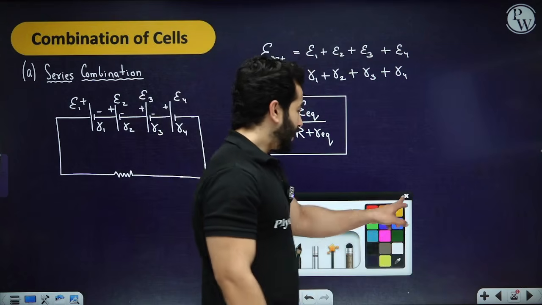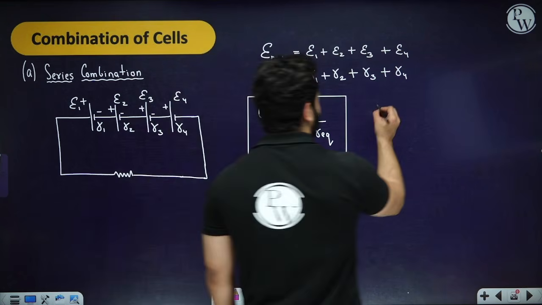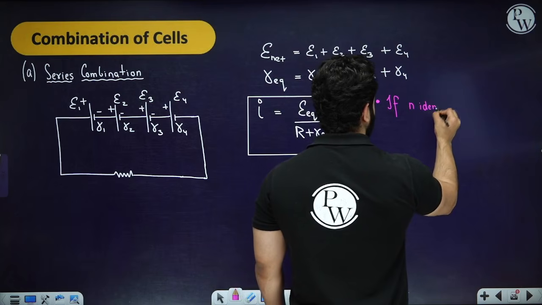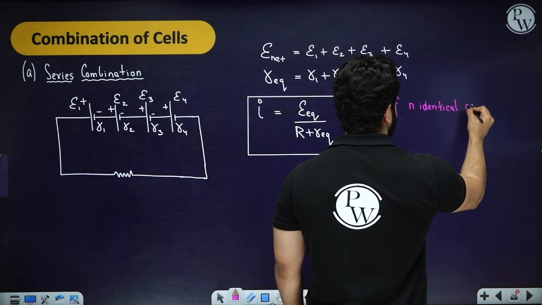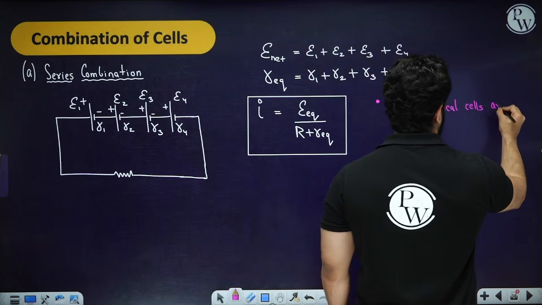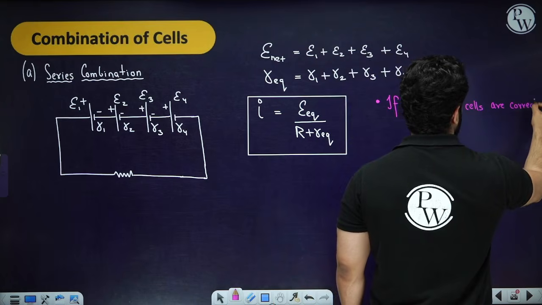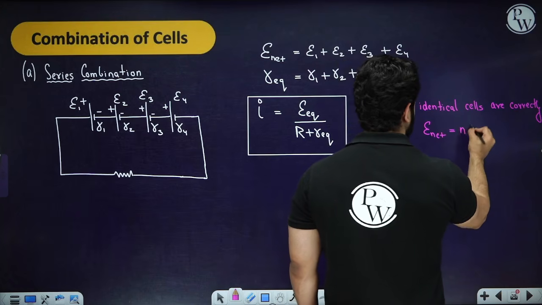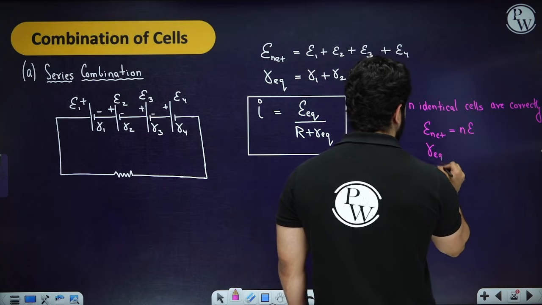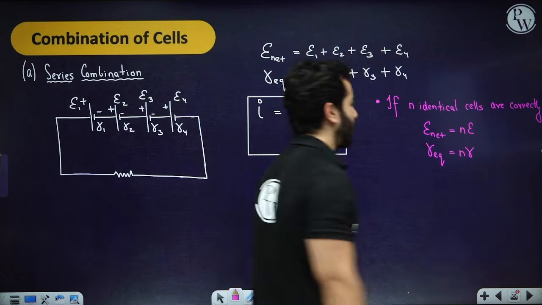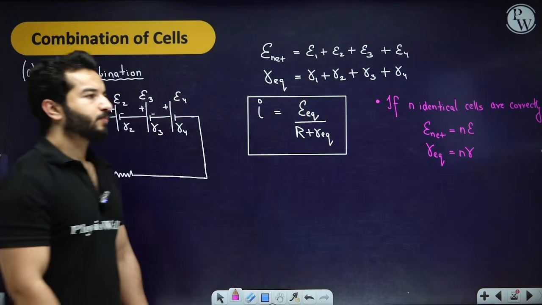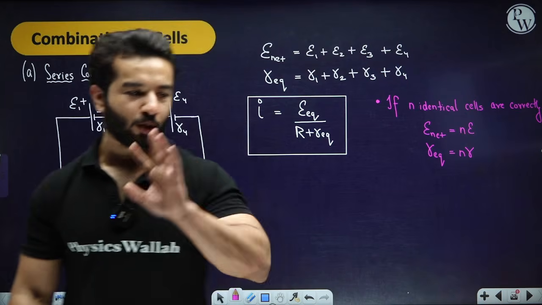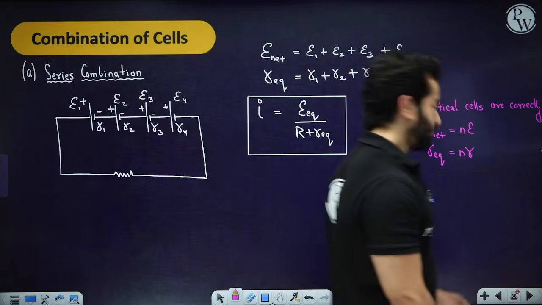The only thing is, if someone says that n identical cells are correctly connected, then E net will come out to be nE and R equivalent will come out to be n times small r, right? And if any one of them is wrongly connected, you will decrease the net EMF by 2E.